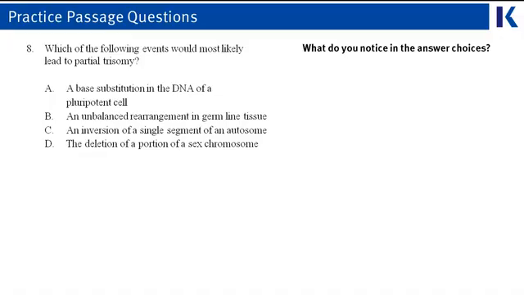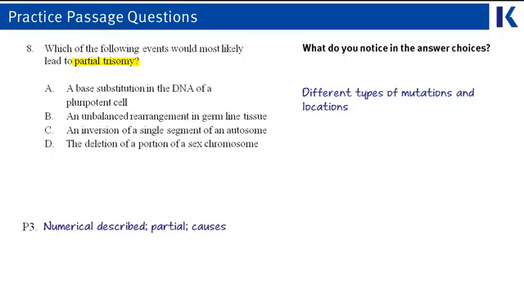In number 8, we have some subtle repetition in the answers. We have a mutation and a location. The stem asks about partial trisomy, which we noted in our outline. The reference is in the third paragraph where it says partial trisomy refers to trisomy for only a portion of a chromosome. So which of these will lead to an extra copy of a part of a chromosome?